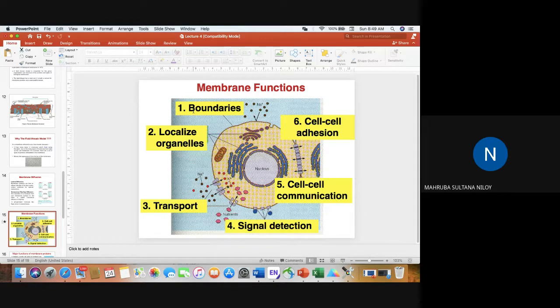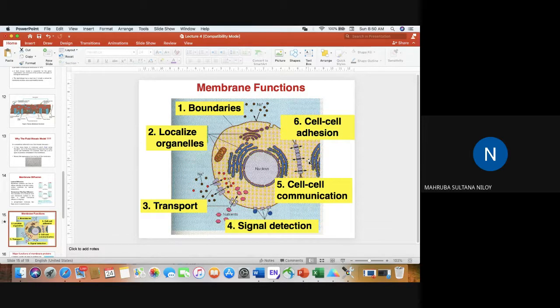Second, it localizes some organelles like mitochondria, chloroplast, nucleus, and it can transport molecules, like nutrient molecules. It can detect signals. It also communicates with another cell through cell-cell communication, and it joins with another cell through cell-cell adhesion.